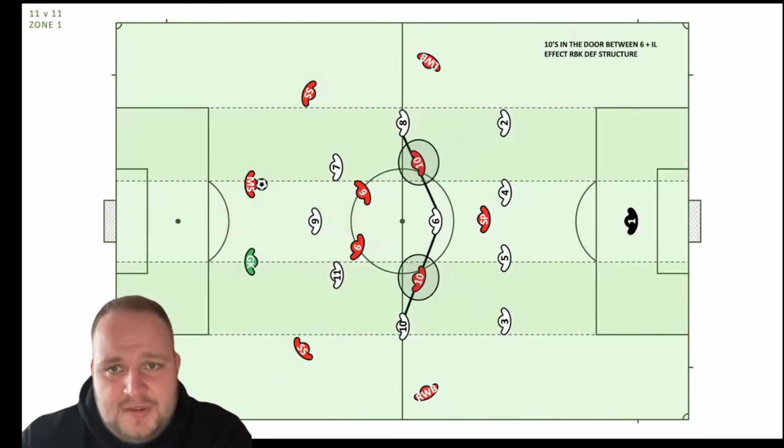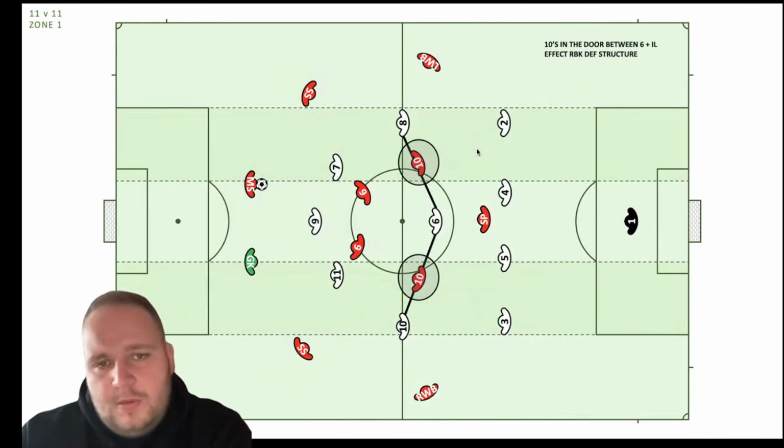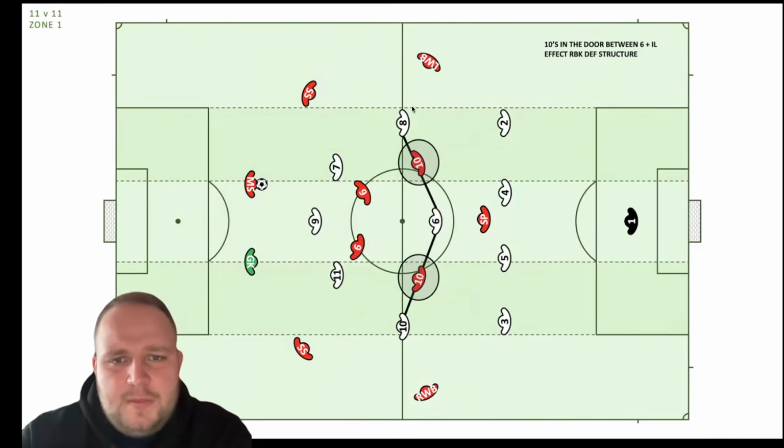One thing that we did change for this game: usually we want the number 10s to be quite high and then be able to drop in. What we said is that we wanted the number 10s to be essentially in the door, as we called it, between the outside central midfield players and then the number six who holds the middle of the field.